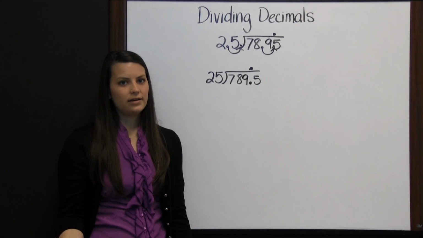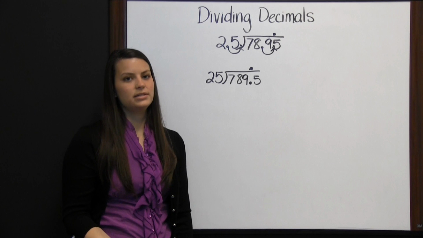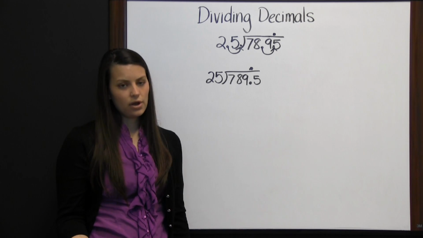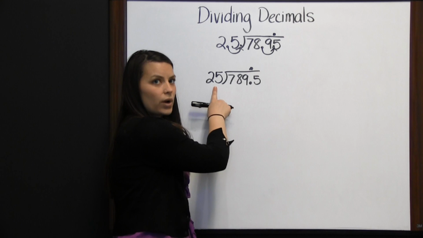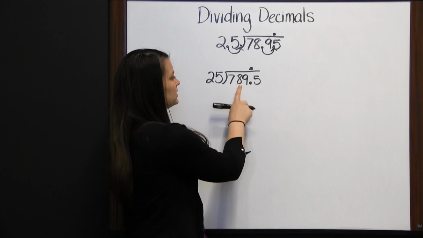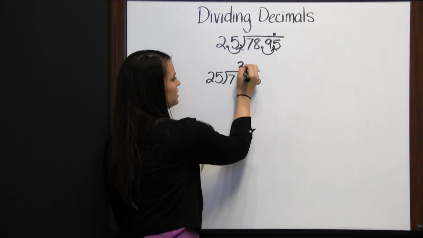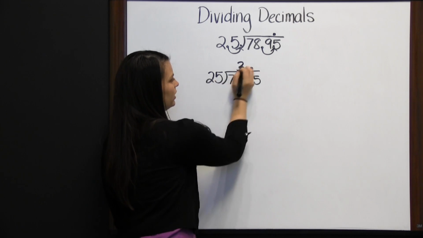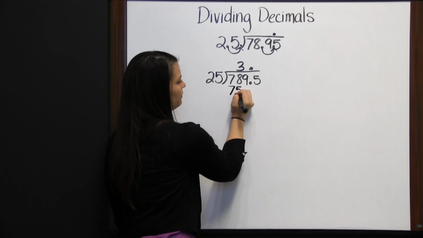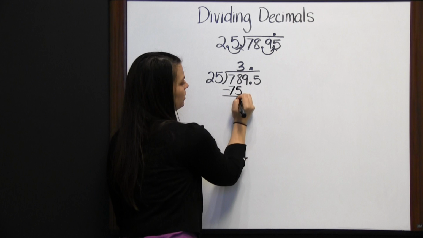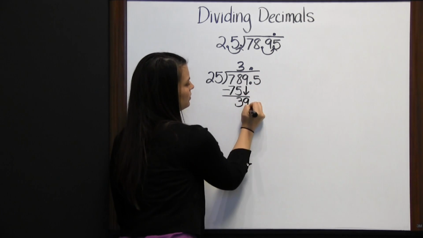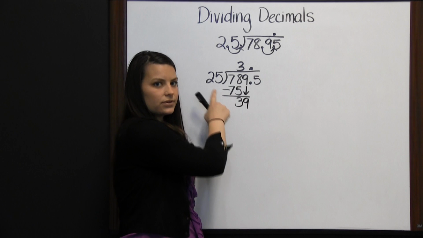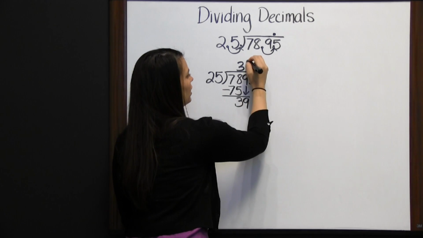Now we just divide as we would with whole numbers until we get no remainder, or you know it's a repeating decimal. So 25 goes into 78 3 times. 25 times 3 is 75. We subtract and we get 3. Bring down the 9. And 25 goes into 39 1 time.